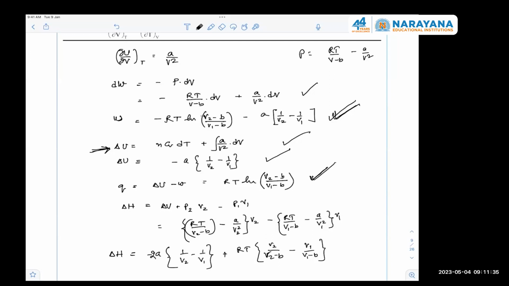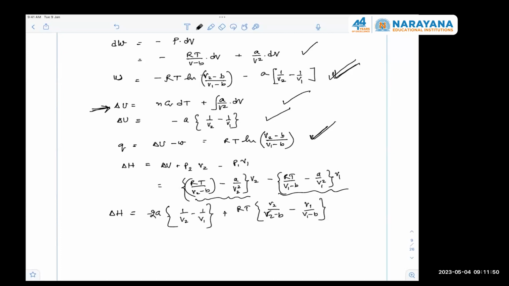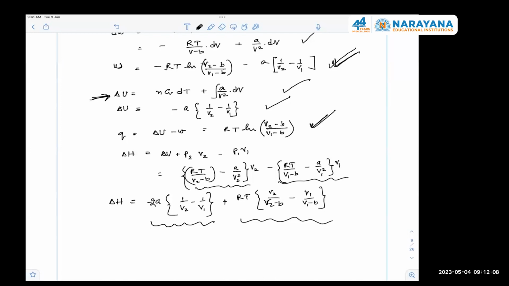All right. Then delta H is equal to delta U plus P2 V2 minus P1 V1. See this, what I have written. Is this step also all right? This is P2 V2 and this is P1 V1. If this step is also all right, then putting the value of delta U, I am getting a very interesting term, minus 2A into 1 upon V2 minus 1 upon V1, plus RT into this. Confirm, is it the case? So you have to put the values to get the answer.